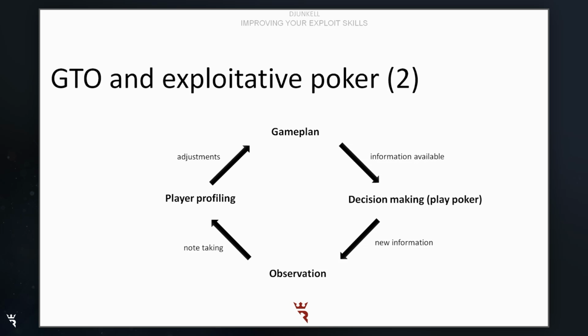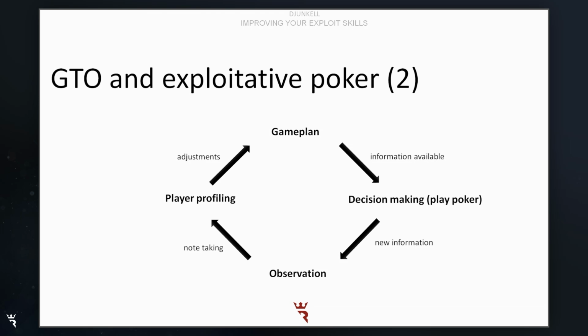I also wanted to explain this a little bit more in detail in this process model I made. So again, you start with a game plan, which is basically your default ranges pre and post-flop. I think it's definitely a good idea to be GTO-minded here, in such a way that you have a default game plan which is fairly hard for your opponent to exploit. But then, when you start to make decisions and basically play poker, you will get new information for free.